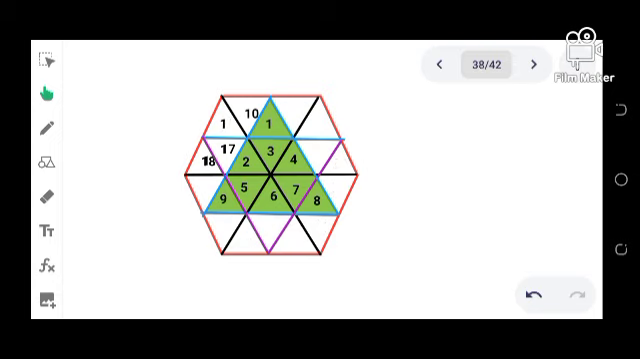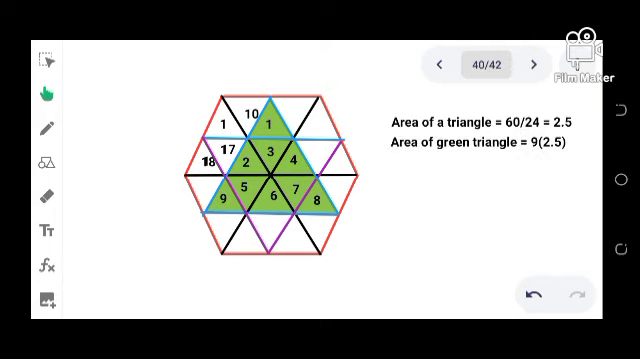Now, as you can see, the green triangle is composed of 9 equilateral triangles. To find the area, remember that each triangle has an area of 2.5 units. Since 9 such triangles comprise the green region, we have 9 times 2.5, which gives us 22.5, and this is our answer. Therefore, the area of the green triangle is 22.5 square units. And the problem is solved.